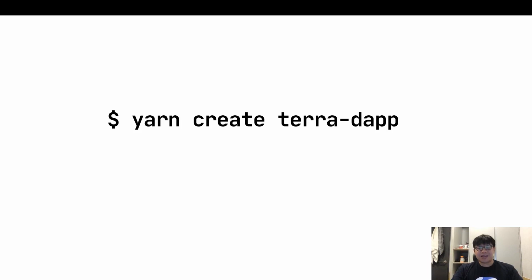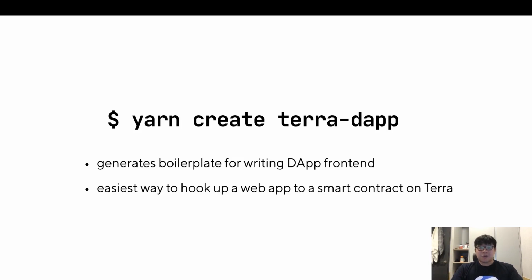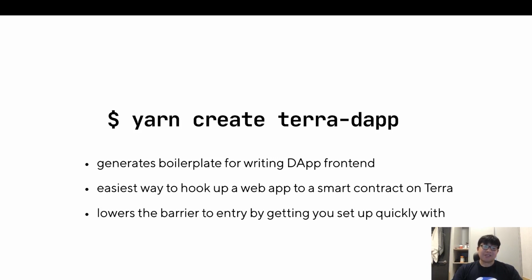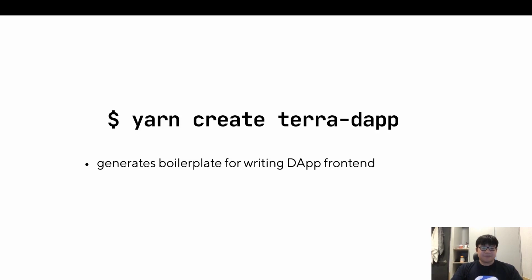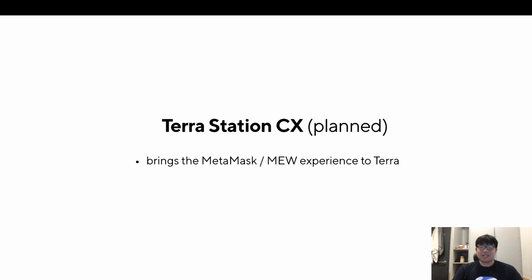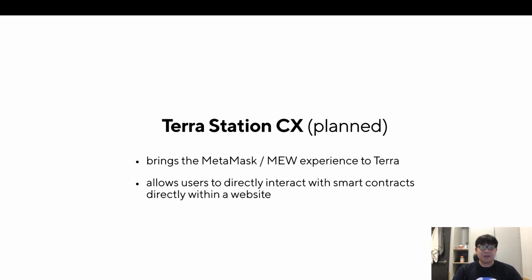Next, we're going to create an easy way to set up the general boilerplate for writing a DApp front end. So we want to make it as easy as creating a new React app with yarn create Terra DApp, and this is going to allow people to quickly get set up with a usable front end to use with their smart contract. This will lower the barrier to entry by getting you set up quickly with Terra blockchain. And finally, we're planning to release a Chrome extension version of Station, which will bring the MetaMask or MyEther wallet experience to Terra and allow users to directly interact with smart contracts from within a website.